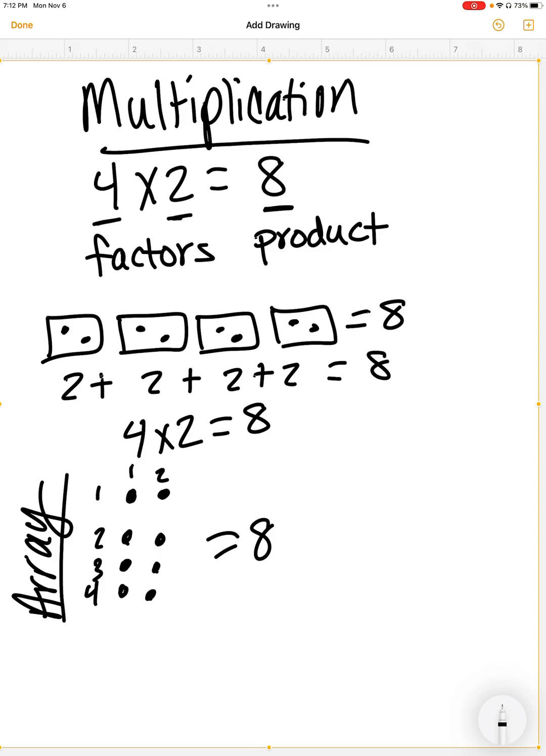Okay, the next thing we could do to solve a multiplication problem is to skip count. We can skip count by 4 2 times. So 4, 8. Or we could skip count by 2 4 times. 2, 4, 6, 8.